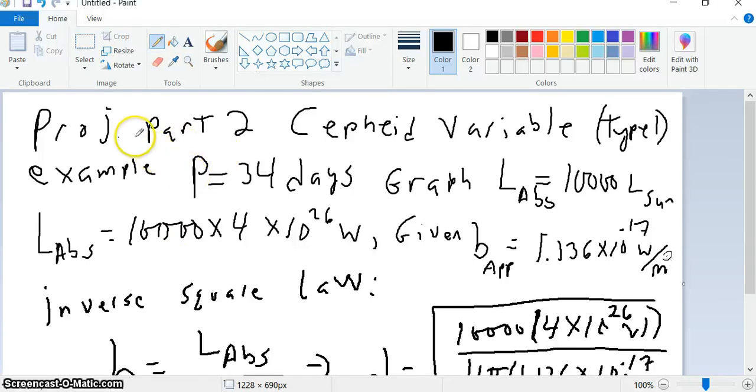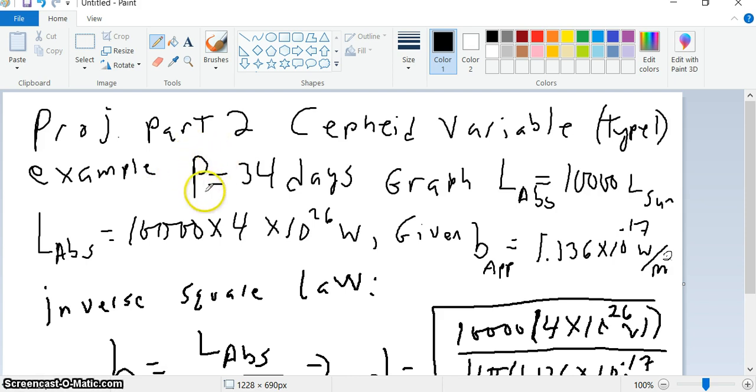All right, this is for Project 2, Cepheid variables. Just to let you know, there are actually two types of Cepheid variables. This is sometimes called the classic Cepheid variable, or sometimes type 1. Anyhow, I'm going to do an example. This is not the same numbers that you have for your project 2, but it's very, very similar.